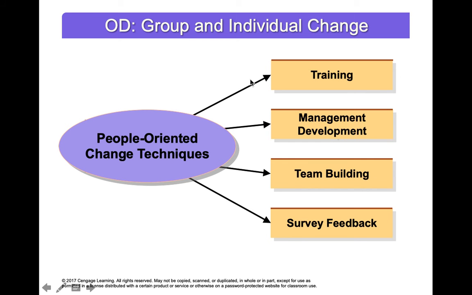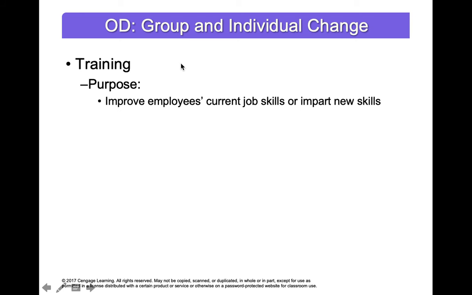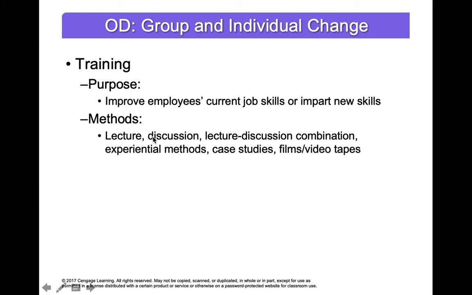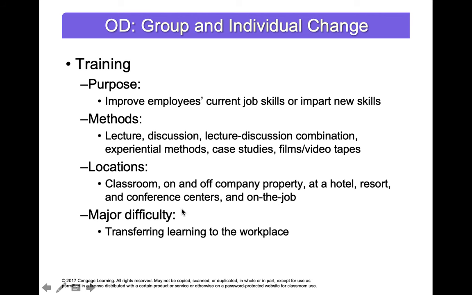People-oriented change techniques are training, management development, team building, and survey feedback. These are all change techniques that you will go through in an organizational change. Training is important in a change because it improves current job skills or the new skills if there need to be new skills. And here are the methods that are often used in that training. Sometimes you have to transfer the learning to the workplace, and it's easy to sit there and give a lecture about how to improve your job skills, but it's another thing to actually put that into practice.